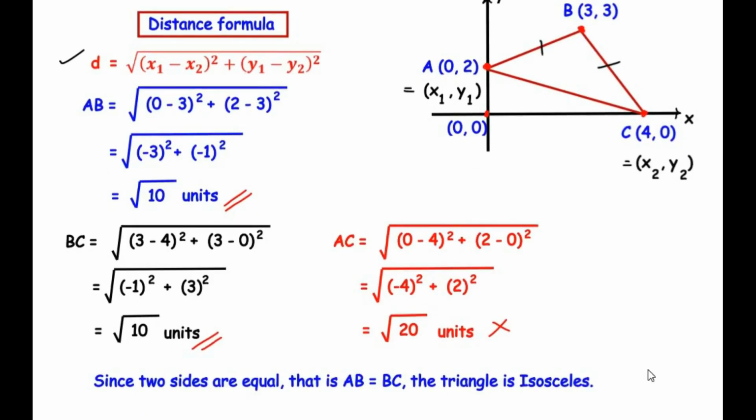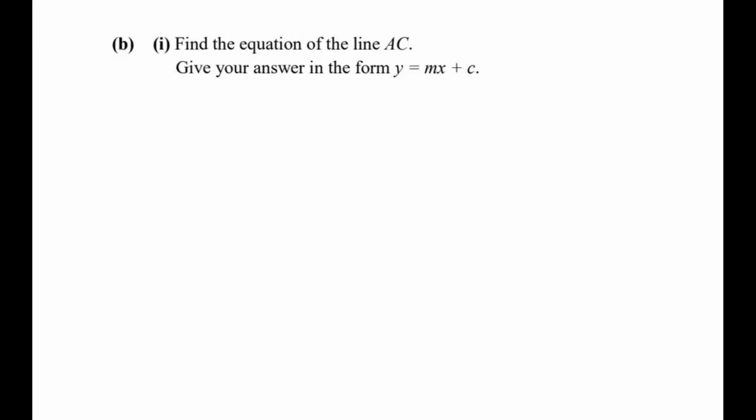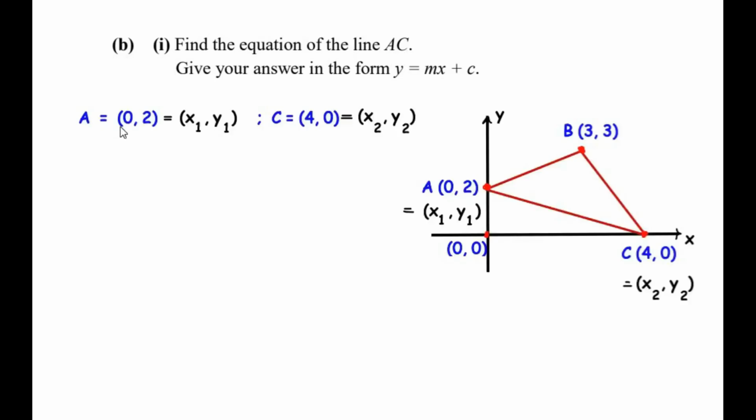Now let us move on to the B sub question. Find the equation of the line AC. Give your answer in the form y is equal to mx plus c. So here we have to find the equation of the straight line AC. For that, let us consider the coordinates of the points A and C in the figure we had drawn in part 1 of this question. The coordinates of A were given as 0, 2, and here we have considered them as x1 and y1. And the coordinates of C were 4, 0, and this is being considered as x2, y2.